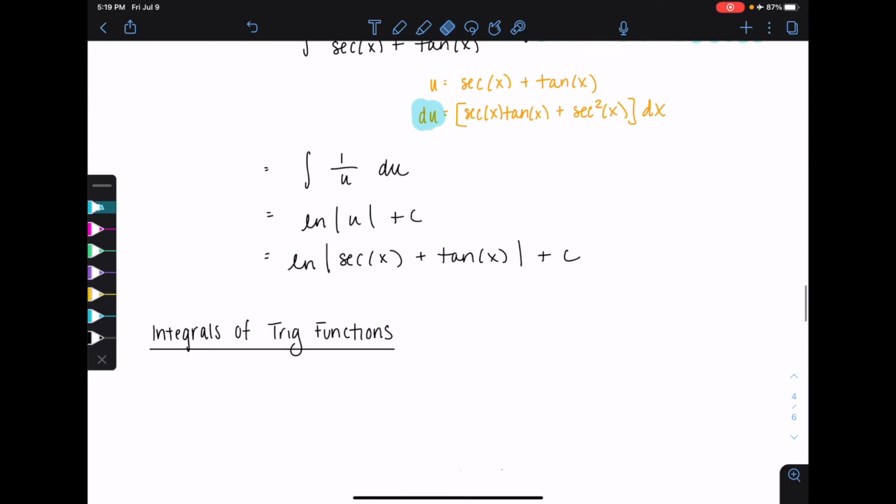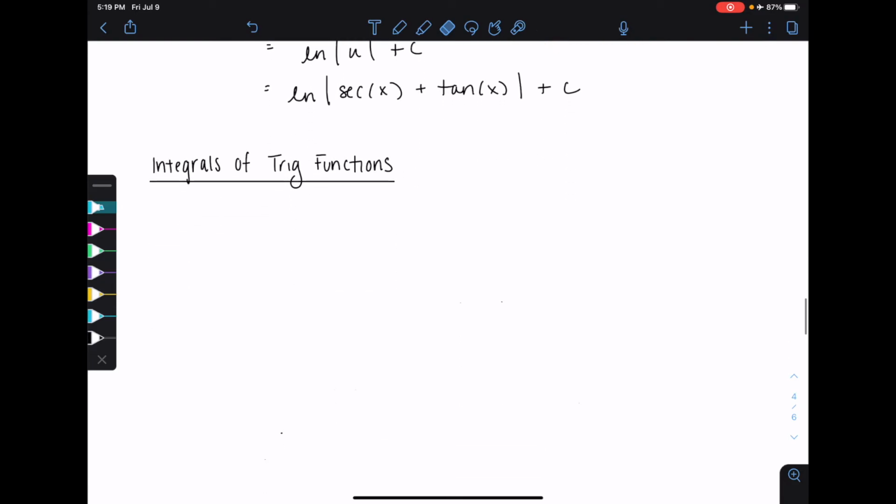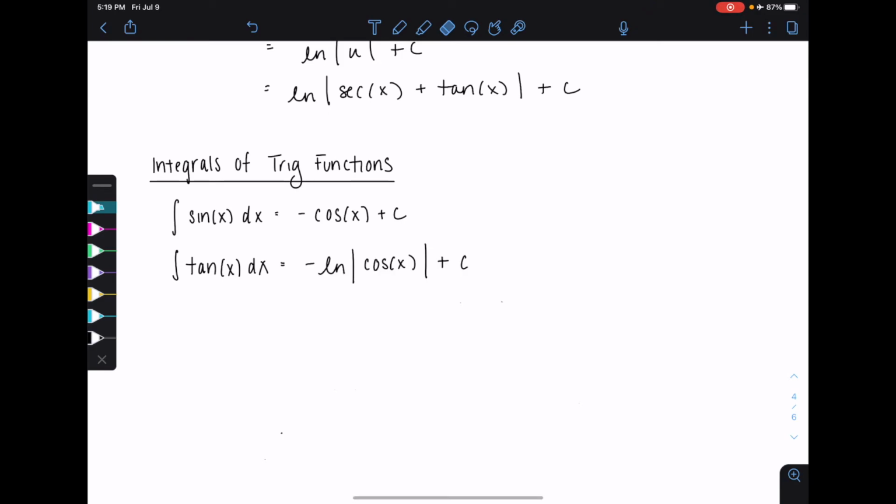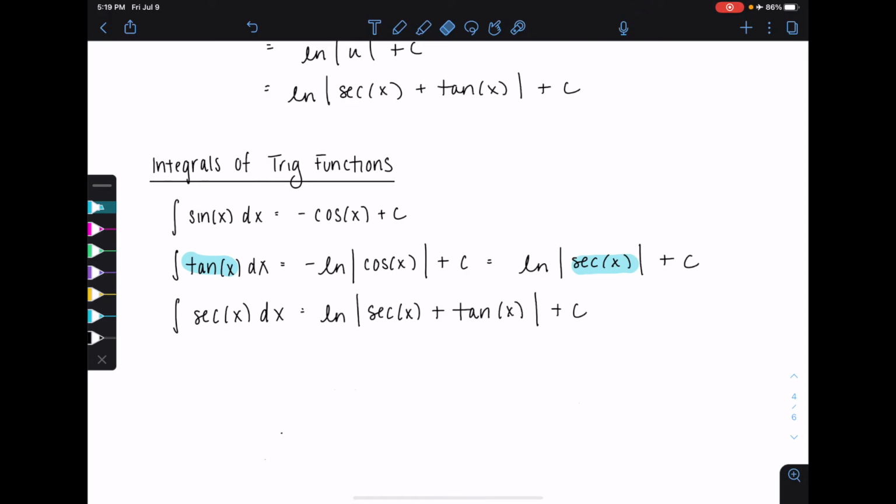But now we've got the integrals of all of our trig functions. So if I want to find the antiderivative of sine of x dx, it's negative cosine of x plus c. We just calculated the antiderivative of tangent of x dx is negative natural log of cosine of x plus c, or a little bit clearer, that's natural log of secant of x plus c. And this I like better again because we know tangent and secant are related. The antiderivative of secant of x dx is going to be natural log of secant of x plus tangent of x plus c.